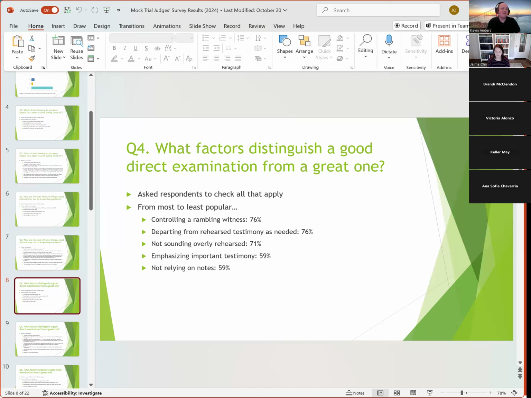But the teams that are most successful, they don't rely on notes because they know it backwards and forwards. So to the extent that you can do that, it's more advisable to take that approach than to rely on notes completely, because relying on notes completely isn't natural. The point of a good direct examination is that it not only gets the information out, it's also natural. Anyways, Jamie, if I missed anything or misspoke, please correct me.